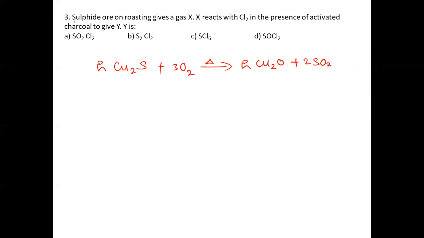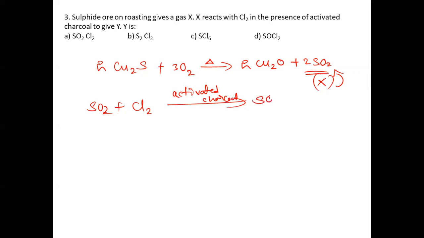Okay, here the first sentence says sulfide ore on roasting gives a gas X. So the gas X is nothing but sulfur dioxide. Then what is the second step? They have given that X reacts with chlorine in presence of activated charcoal gives Y. We have found out that X is SO2. SO2 on treating with chlorine molecule in presence of activated charcoal gives the compound SO2Cl2, which is Y. So which is the correct option? It's option A, SO2Cl2.